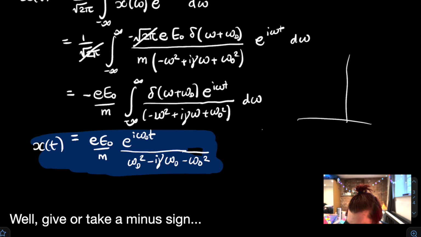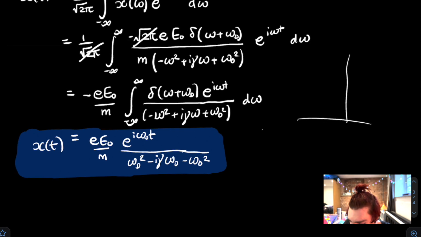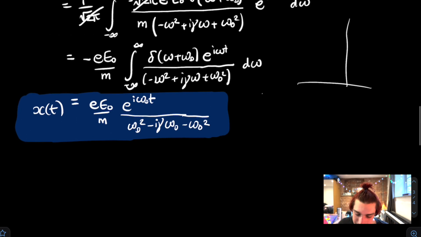It's actually a function of a couple of different frequencies: the driving frequency and the resonant frequency of our spring, in inverted quotes. But this is essentially what we have right here. So this is great. This is our displacement.